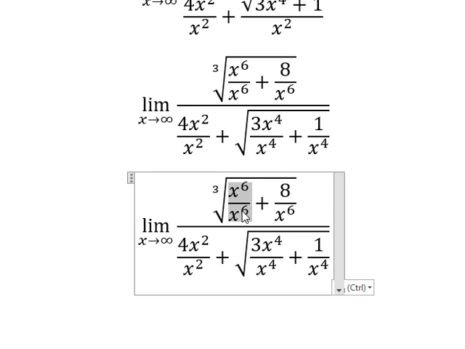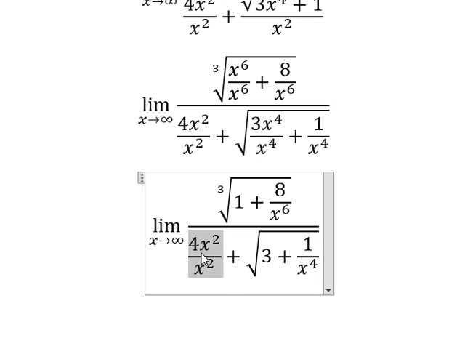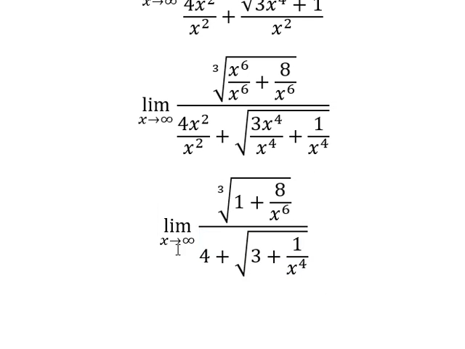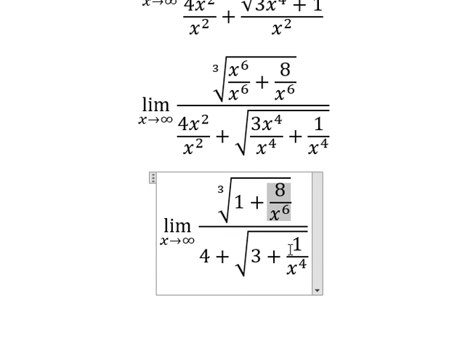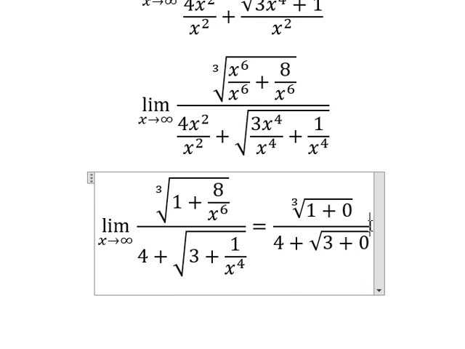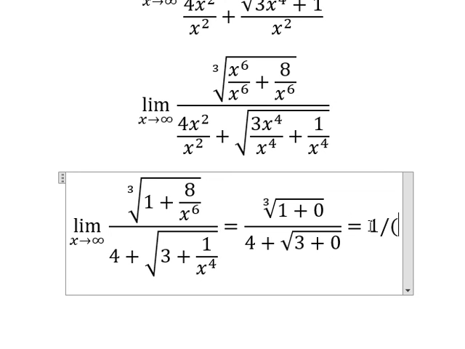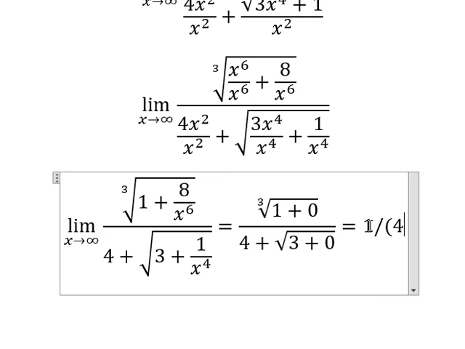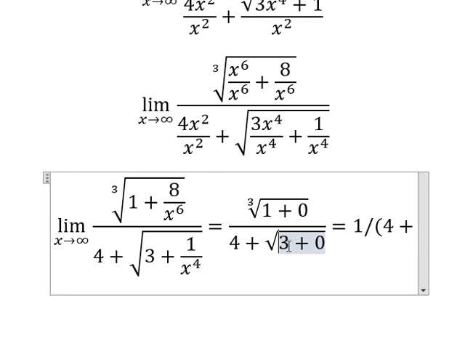This one we have number 1. This one we have number 3. This one we have number 4. When s approaches to positive infinity, 8 divided by positive infinity, you got 0. Similar for this one. And now we have the final answer. And we have 1 over number 4 plus the square root of number 3.